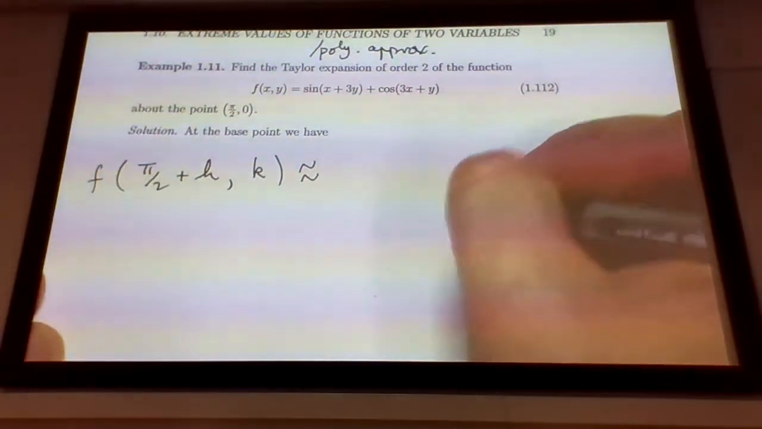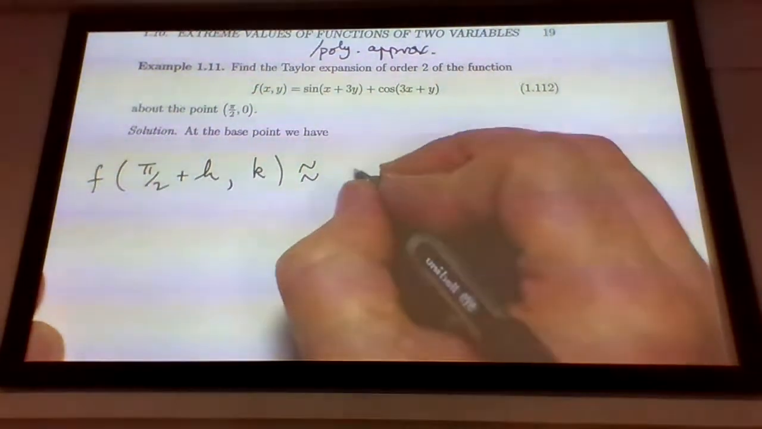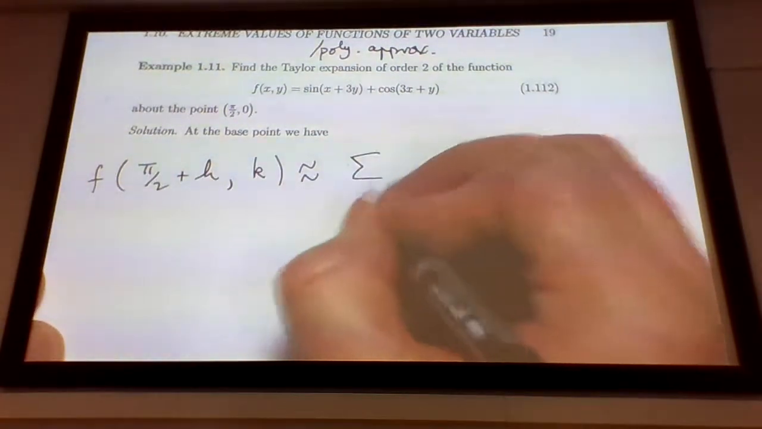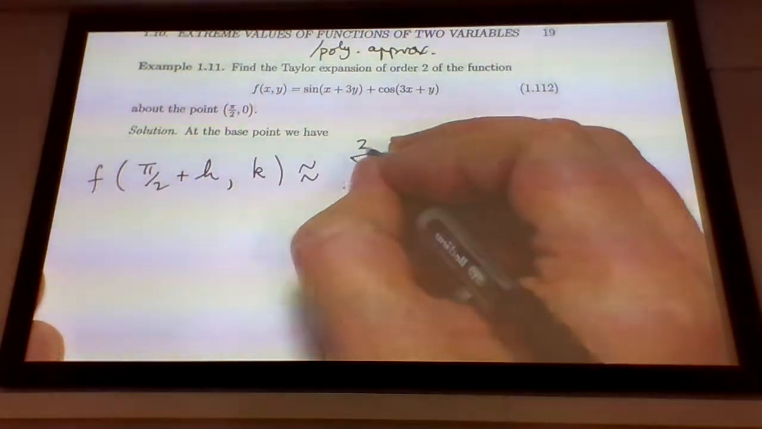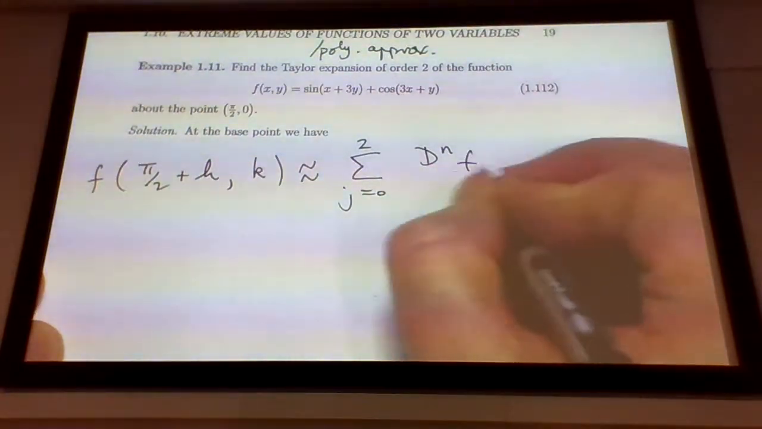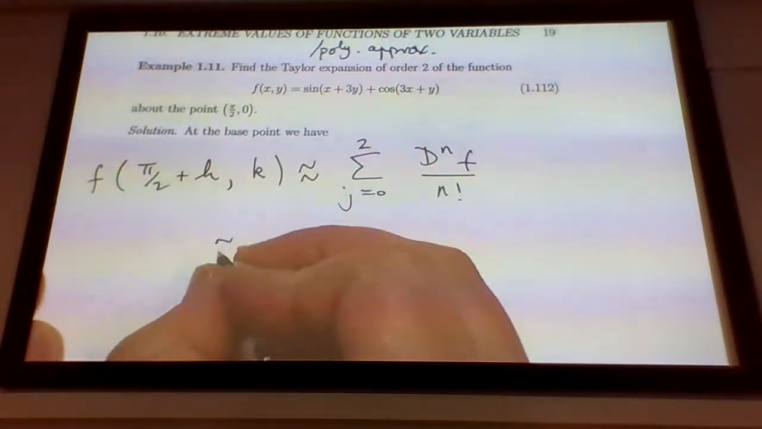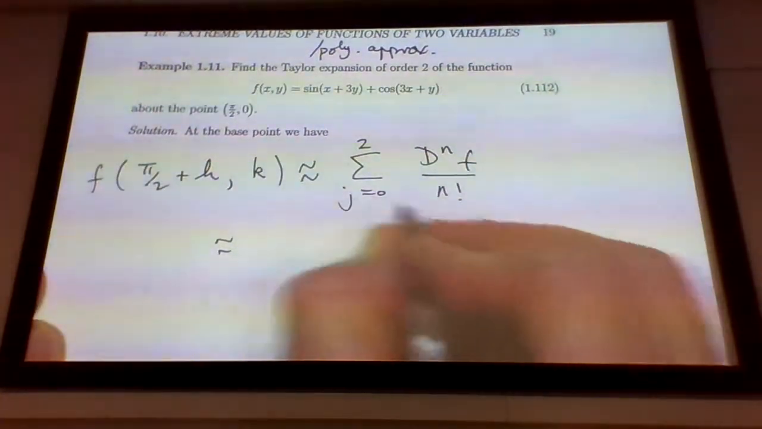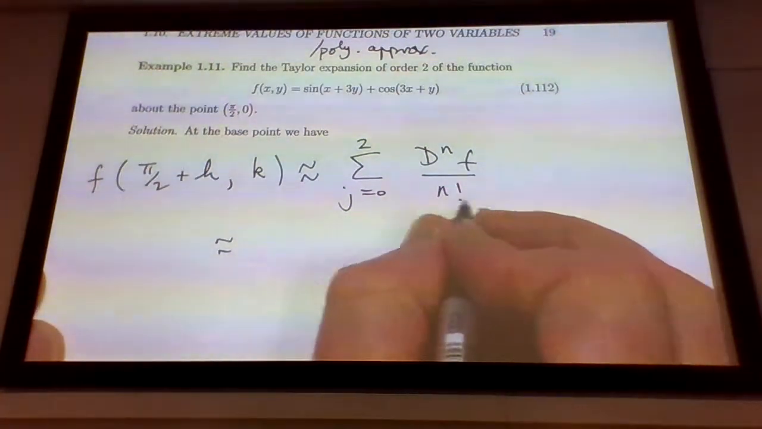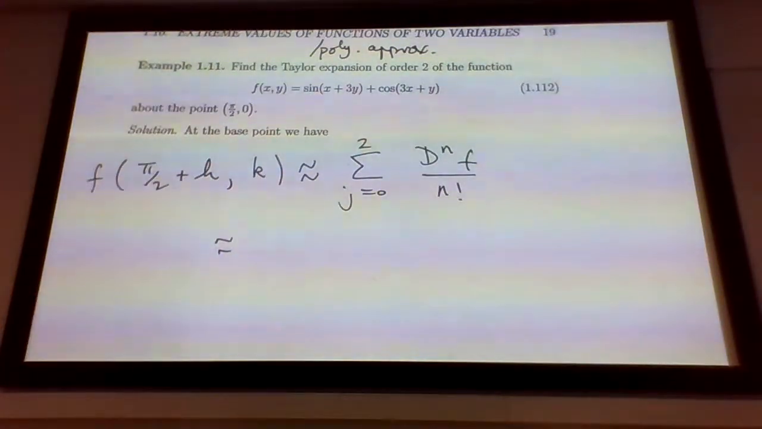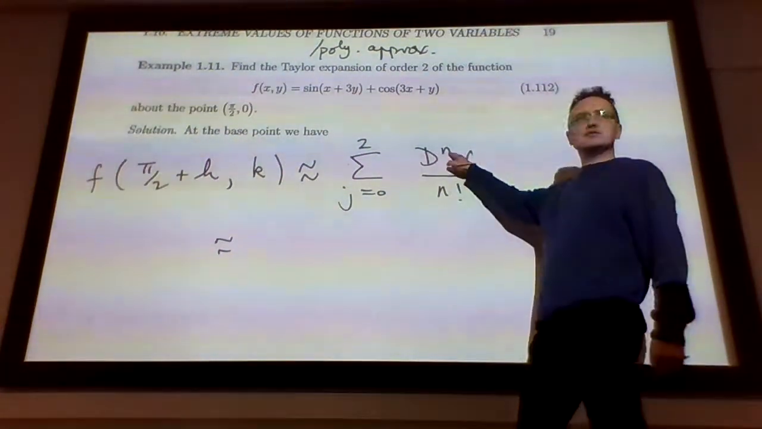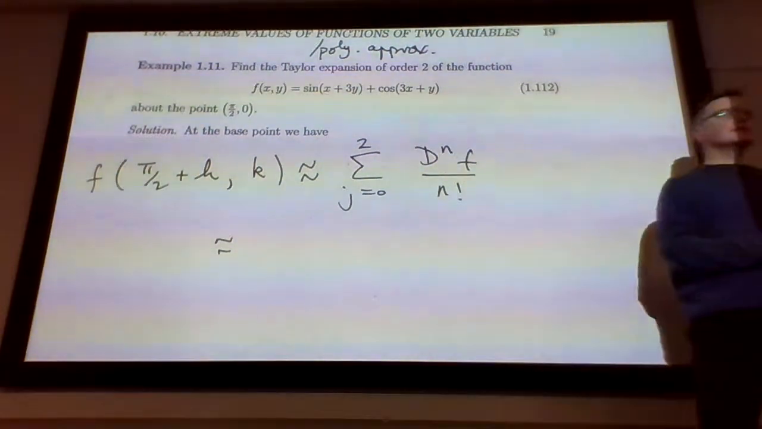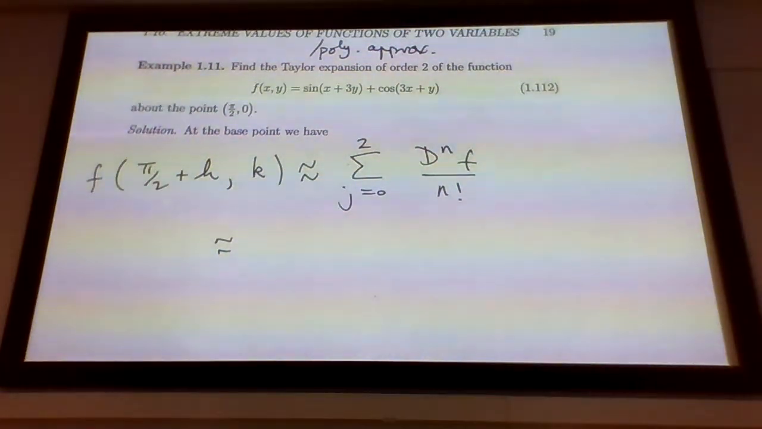Okay, so if we expand the formula up to order 2, the first term is going to be the sum from j equals 0 up to 2 of d to the n of f divided by n factorial. When j is 0, 0 factorial is by definition 1. D to the power 0, what's that? Well, d is an operator. So what's an operator raised to the power 0? You're not applying the operator at all. So that'll just be the identity operator.